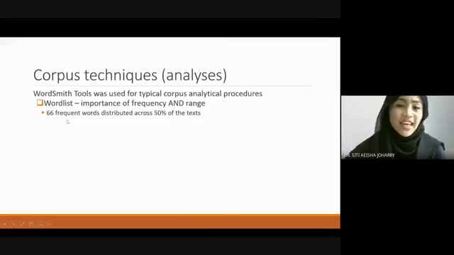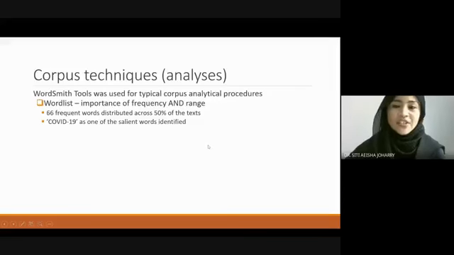So what we have found is that the 66 frequent words were not only highly ranked, but they were also distributed across 50 or more % of the text. So we've identified COVID-19 as one of the salient words. Okay, so, back to how many texts we were looking at, we can say that COVID-19 occurred in more than 50% of the 227 letters and is worthy to be investigated.